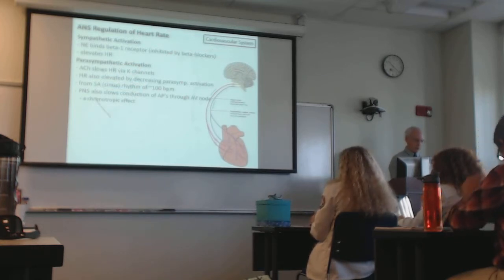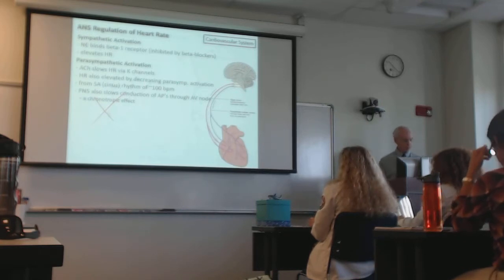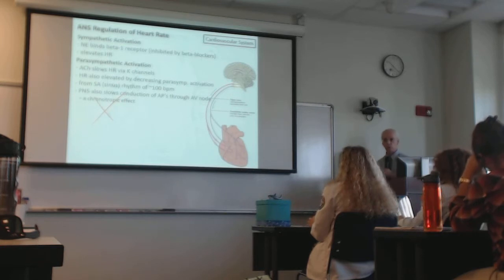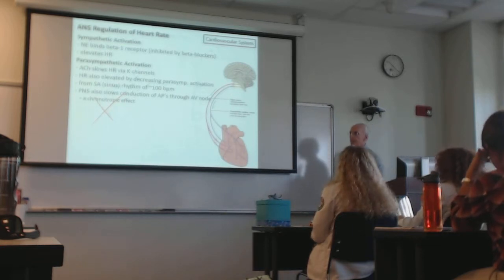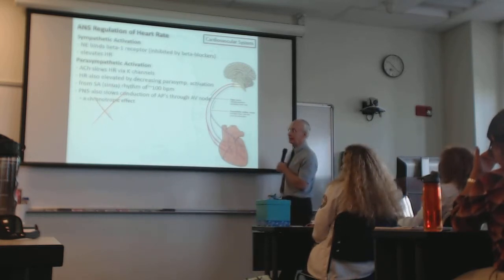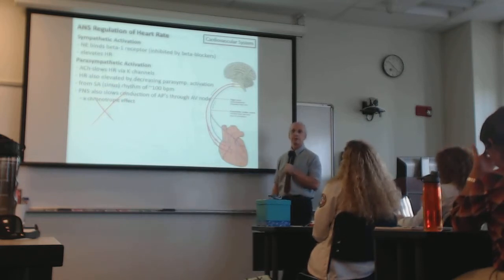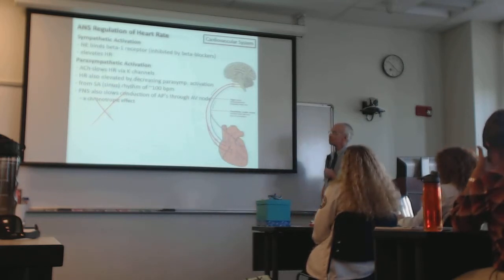Now, there's an error here. And you tell me what the error is. It says the PNS also slows conduction of APs through the AV node. What do we mean by that? What does that mean to you personally? What do you mean by slowed conduction? The AV has the pause when received from the SA node.